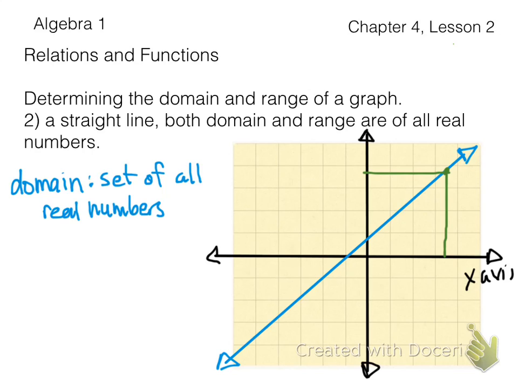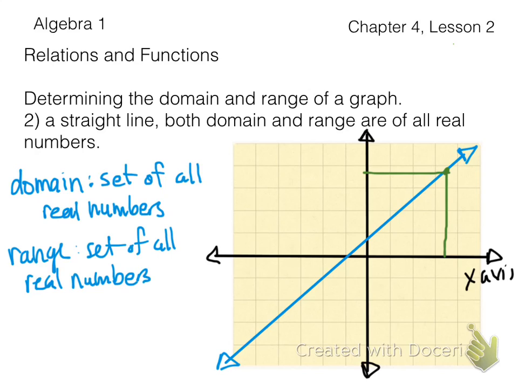So the domain is all sets of real numbers. And the range is the same. It goes on forever. So if I'm starting at -4 on the y-axis, it does have a point that comes down off of the x-axis. So it is all real numbers.